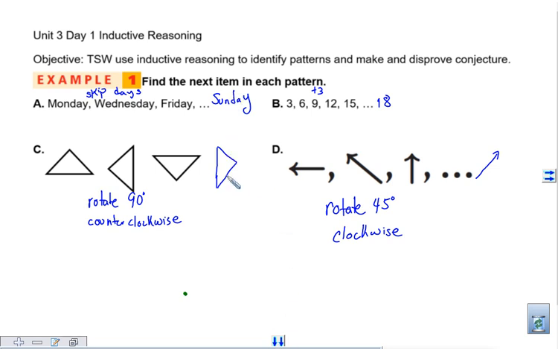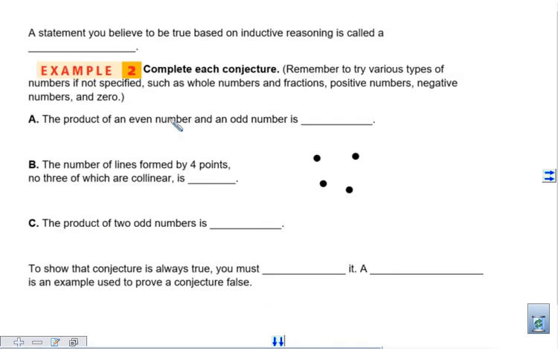So each of these, we're adding the next item in to our pattern. What we did was make a conjecture of what would happen next. So a conjecture is a statement you believe to be true based on a pattern or based on inductive reasoning.